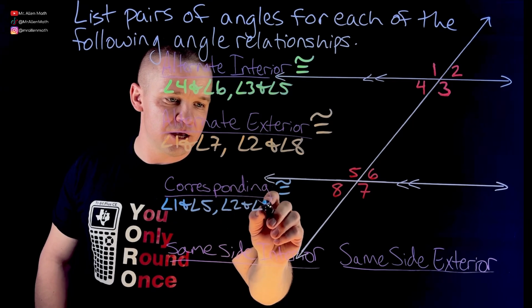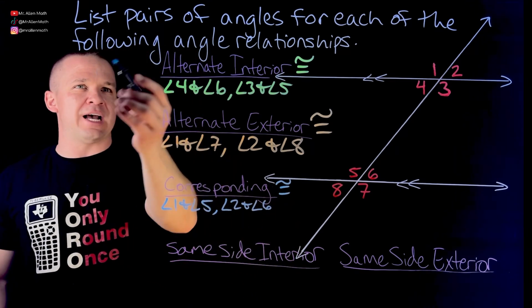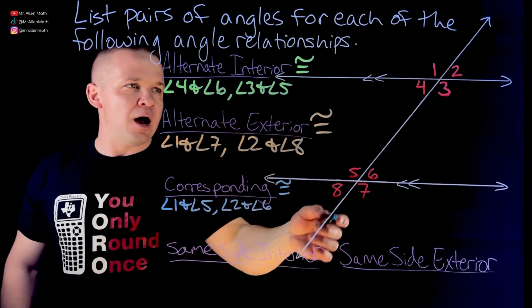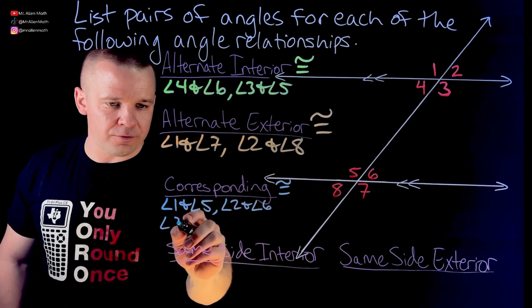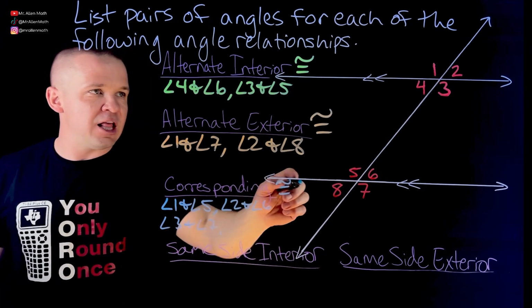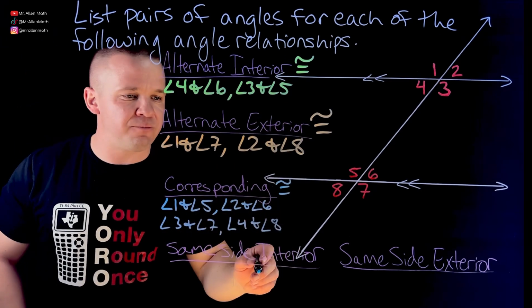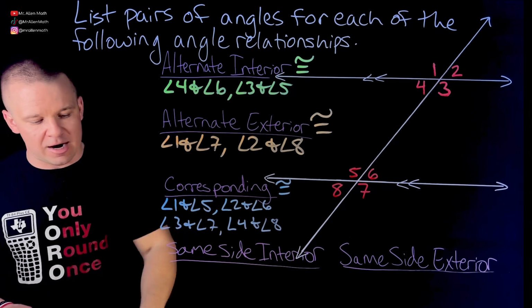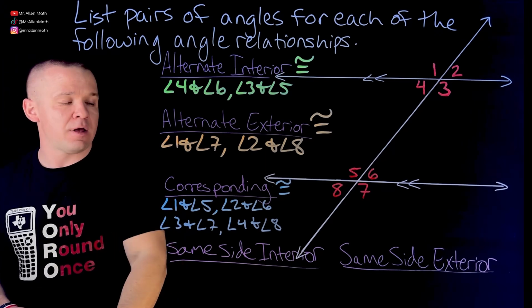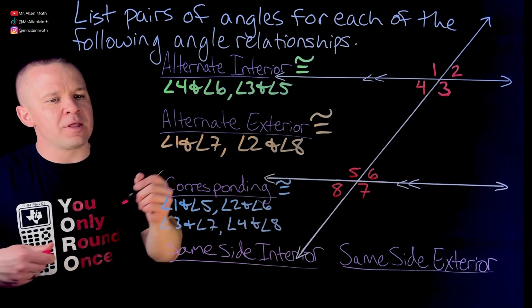So 2 and 6. You could also say 2 is congruent to 6, but it's just asking us to list pairs here, right? Then I got 3 and 7. So angle 3 and angle 7. And then we've got 4 and 8. So angle 4 and angle 8. Lots of pairs of corresponding angles there. That's pretty exciting. It's exciting stuff. All right. So captivating, right?